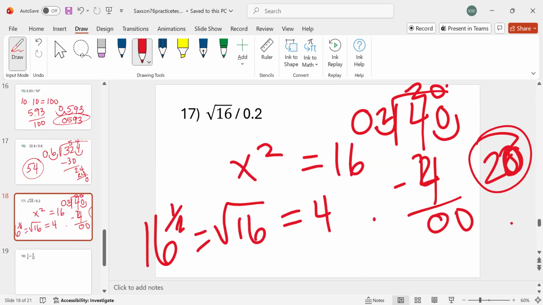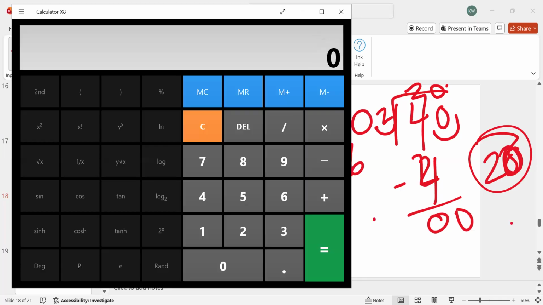Let's check it on the calculator. If we do 16 and then we use this power button here, and we want to do it to the 0.5 power, or I could do it as a half. I could do that. Let's do that. 1 divided by 2. Oops. Hold on.